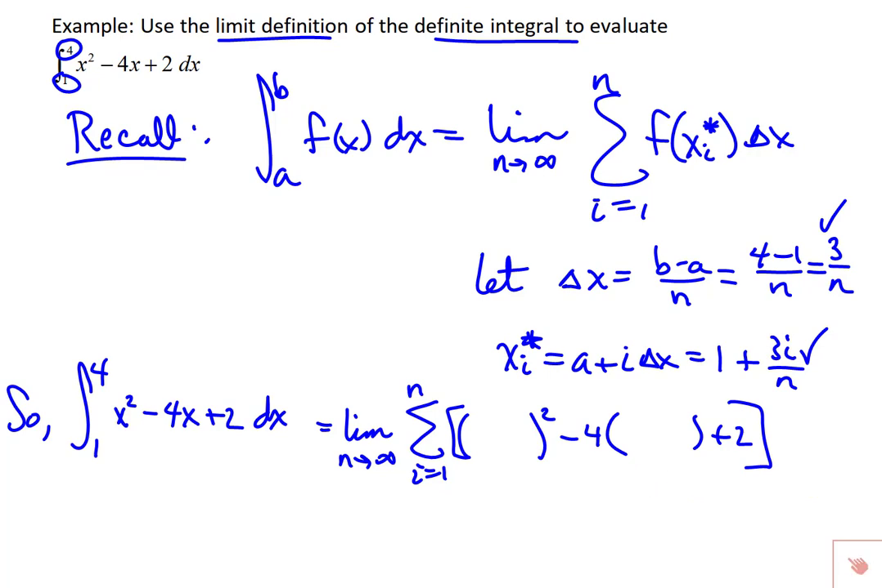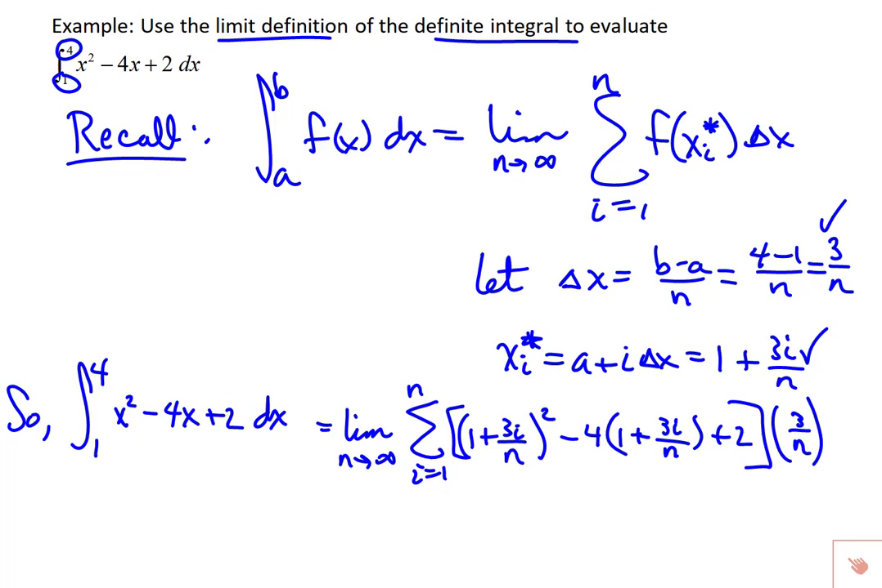But in the blanks, since I want f of x sub i star, I'm going to put our x sub i star value that we've already computed, which is 1 plus 3i over n. So that's going in all the blanks: 1 plus 3i over n, 1 plus 3i over n, and there it is. Now, of course, we also have delta x to multiply by in the end, which we've computed as just 3 over n, and so we'll tack that on there as well.